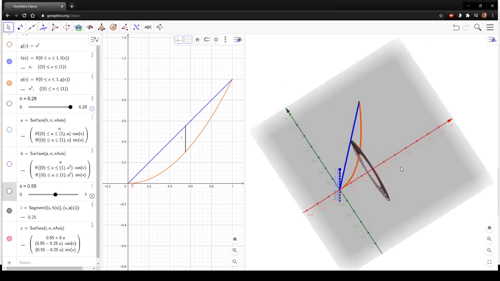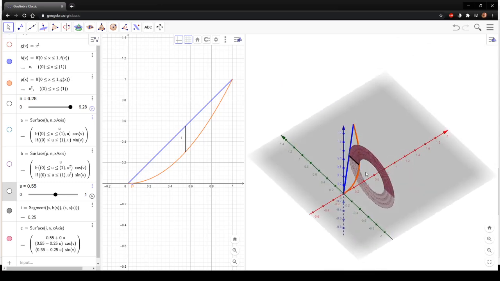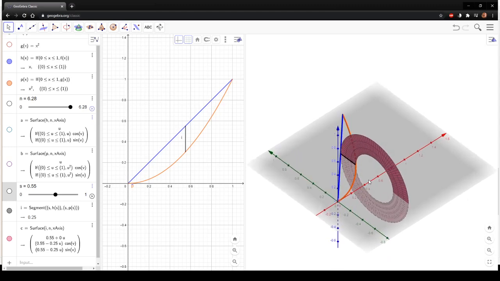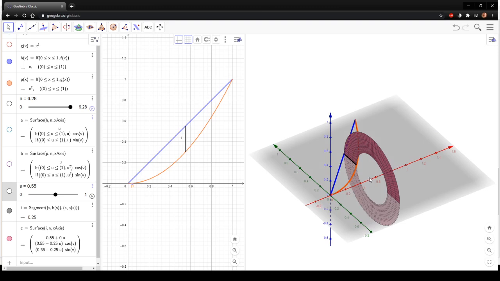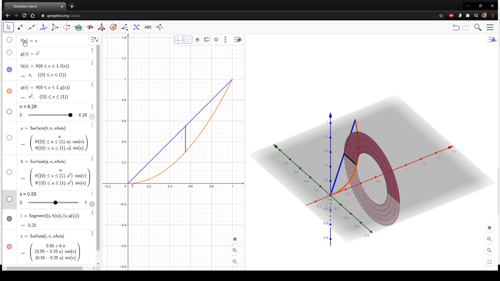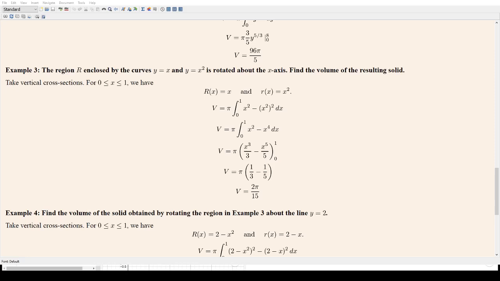So we need to know what the inner radius and the outer radius are. So let's take a look. The outer radius is the distance from the x-axis out to the line. So what is that distance? Well, it's literally the function. This function was f of x equals x, so the outer radius is literally just x. The inner radius is the distance from the x-axis to the parabola. So that means the inner radius is literally x squared, which is what we have here.